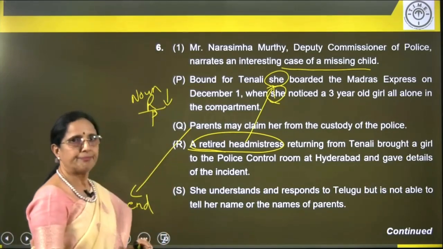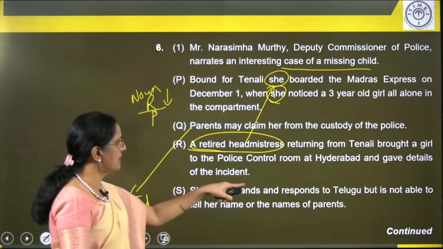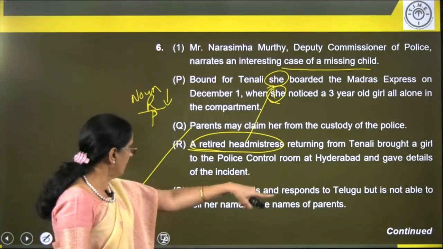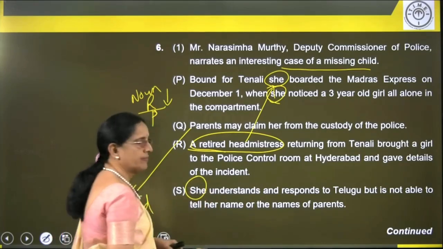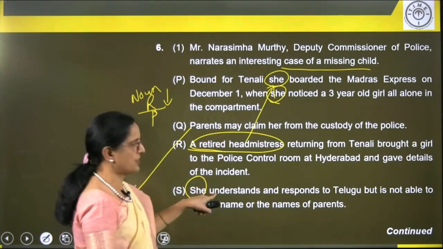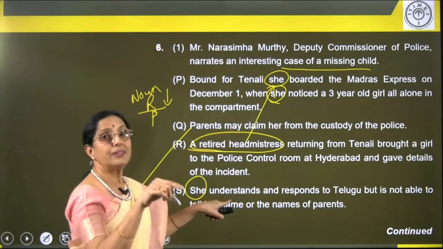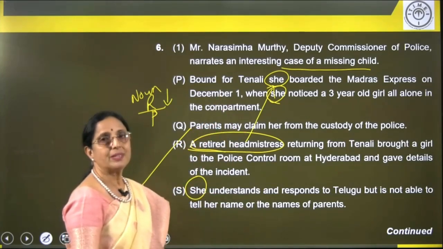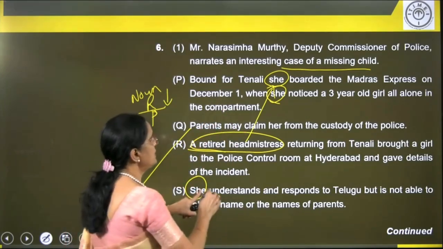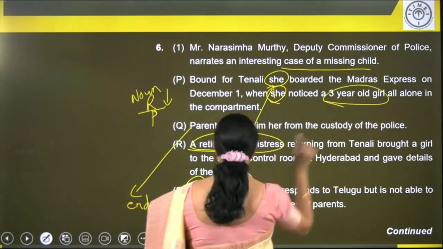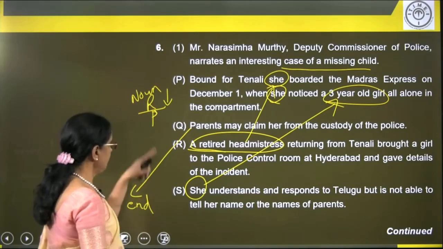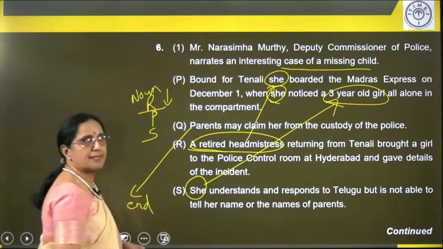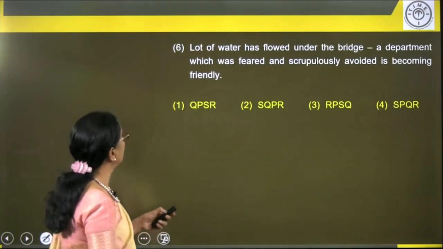RP. She understands and responds to Telugu but is not able to tell her name or the names of parents. Who is this she here? Undoubtedly not the headmistress. Alright, who is the other she in the discussion? The missing child. So this she should be connected to the 3-year-old girl. So what's the combination? PS. So RPS. Got it? Okay.